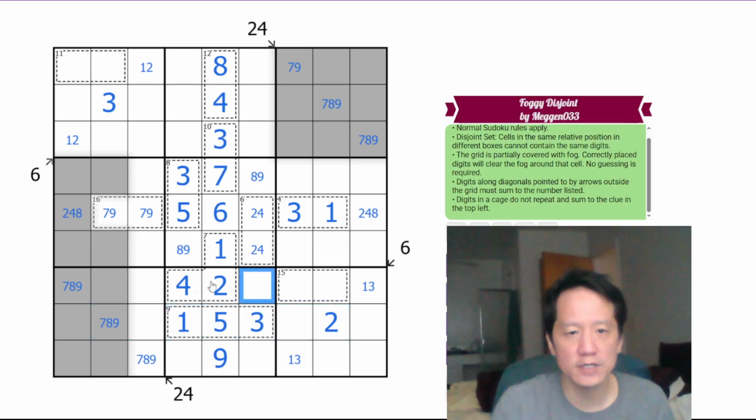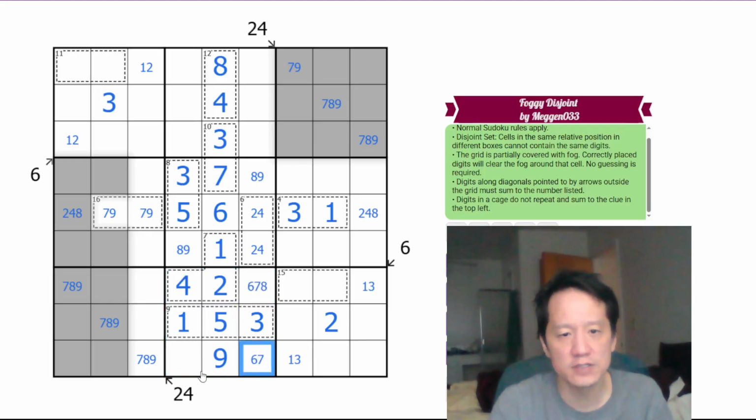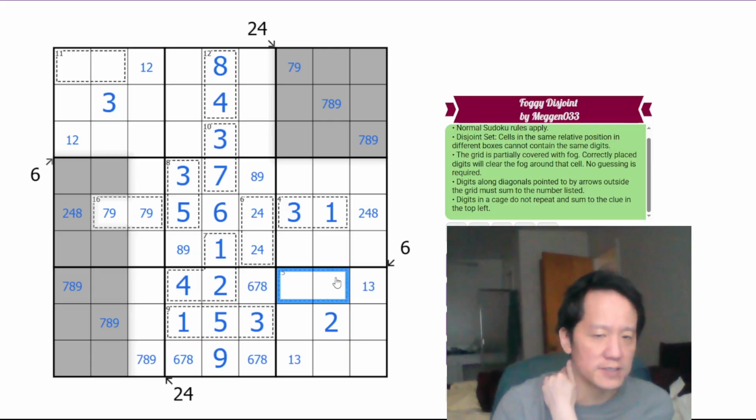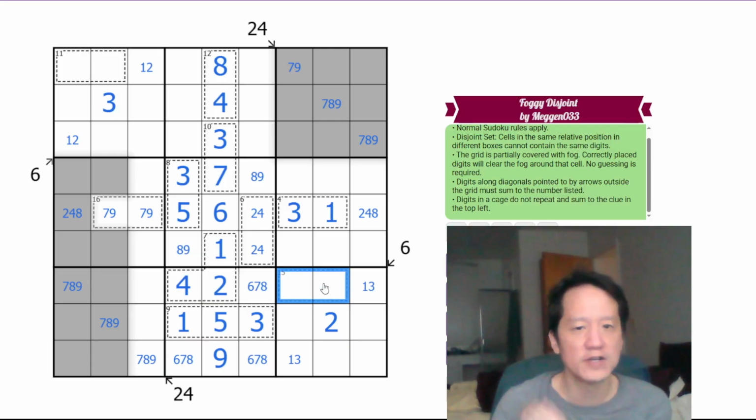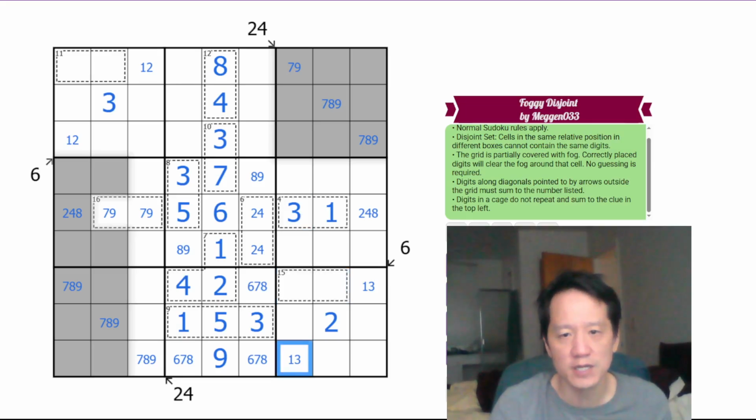Remaining digits in this box are 6, 7, and 8. So this has to be 6, 7, or 8. These two digits can only be 6 and 9 or 7 and 8. Actually, this 3 means this can't be 3, so this is a 1, which makes that a 3. This 1 means this can't be 1, so this must be a 2 here, which makes this a 1.